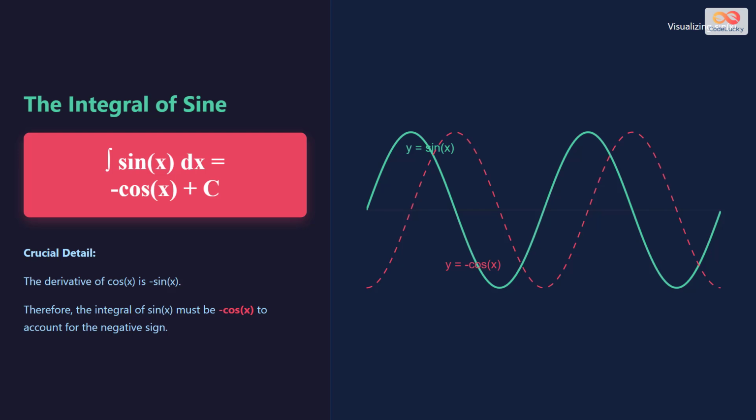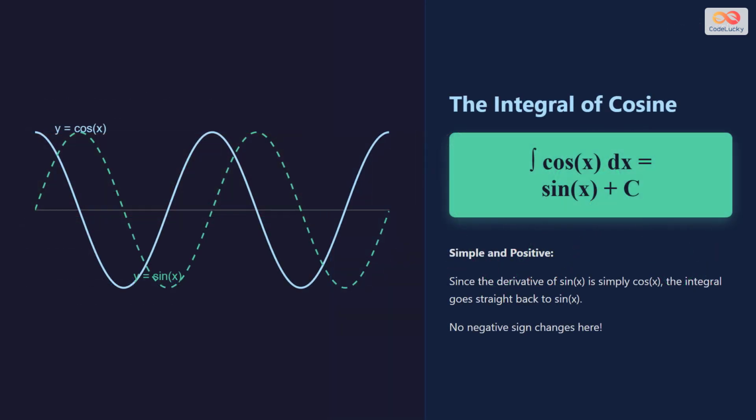Let's start with sine. The derivative of cosine x is negative sine x. Therefore, when we integrate sine x, we get negative cosine x plus c. The negative sign is key here. For cosine, it is more straightforward. The derivative of sine x is cosine x, so the integral of cosine x goes directly back to positive sine x plus c.